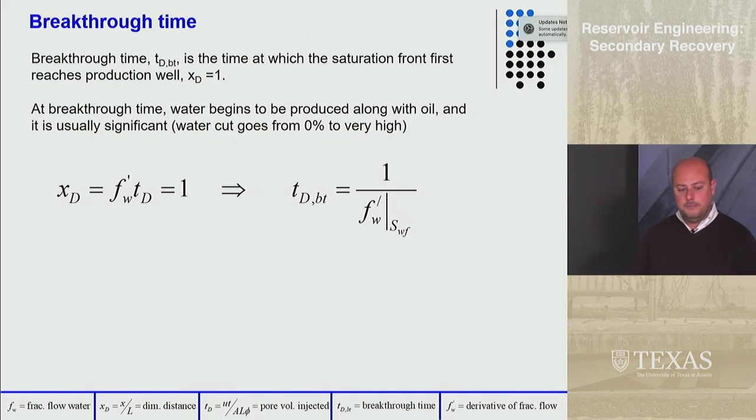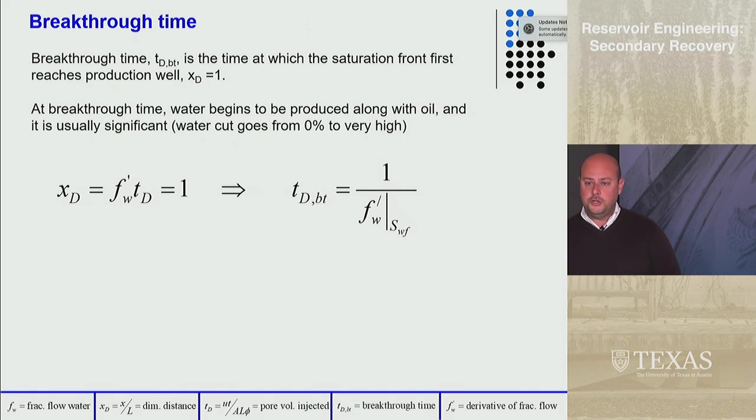So if you know this water saturation at the front, which we will, we'll learn how to calculate that, you can calculate the derivative of the fractional flow curve at that saturation, take the inverse, and that gives you the dimensionless breakthrough time. So if FW prime is 2, 1 divided by 2 is 0.5, that means the breakthrough time is half a pore volume. Remember that the breakthrough time will always be less than 1. If you calculate something greater than 1, you must have made a mistake.